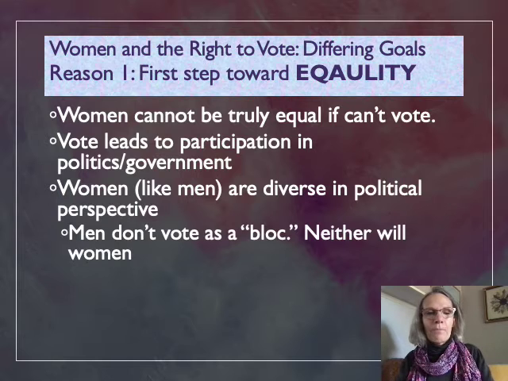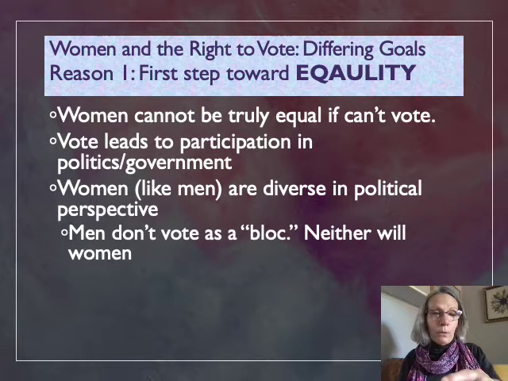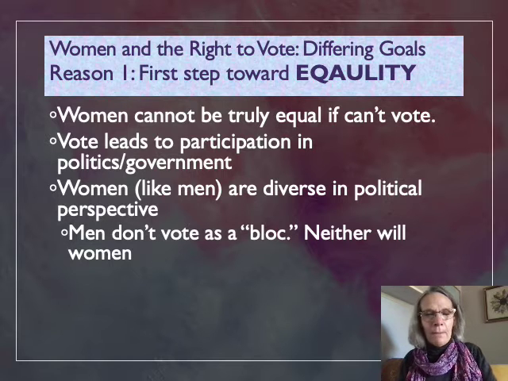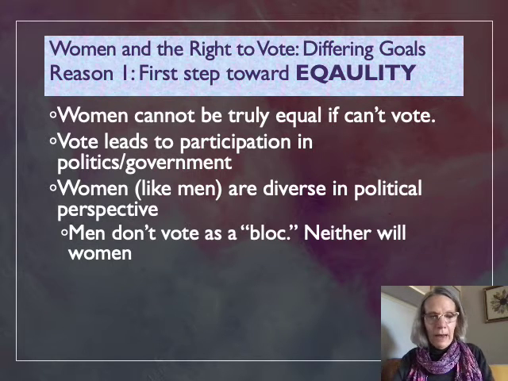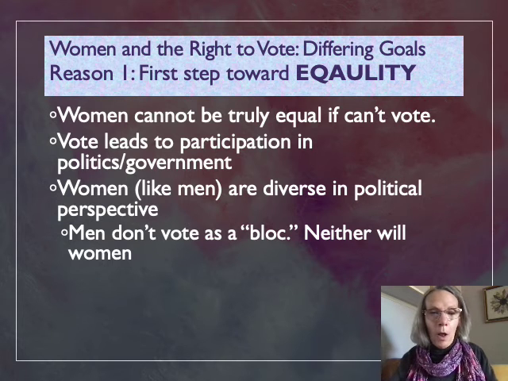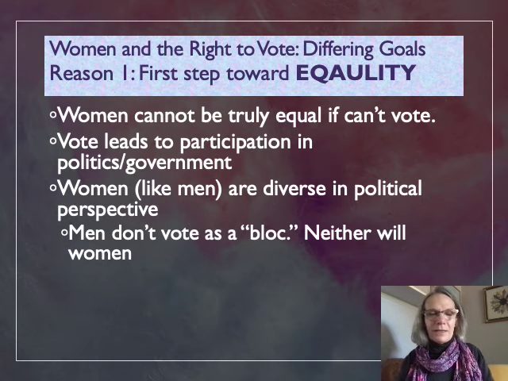So it's a pathway. From the equality perspective, these women were arguing that women are diverse in political perspective, just as men are, right? Men and women are equal. Women don't all have the same support for one political party or one particular public policy. Men don't vote as a bloc. Men aren't all members of one political party. They're saying women are just as diverse as men.